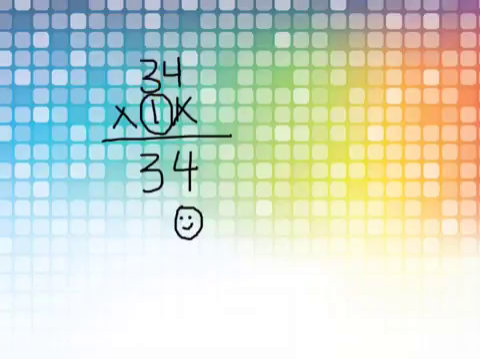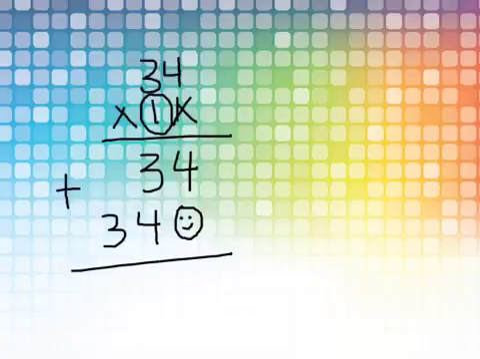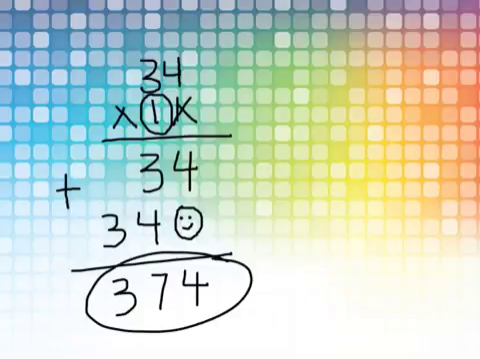So 1 times 4 is 4, and then 1 times 3, which is 3, and then I take two parts, and what do I do with them? Put them together. So 4 plus 0 is 4, 3 plus 4 is 7, 3 plus nothing is 3, so 374.